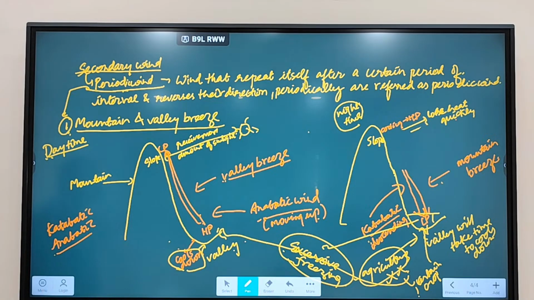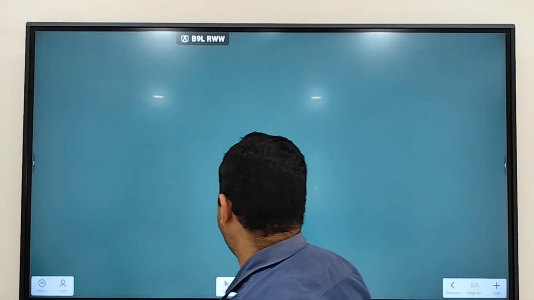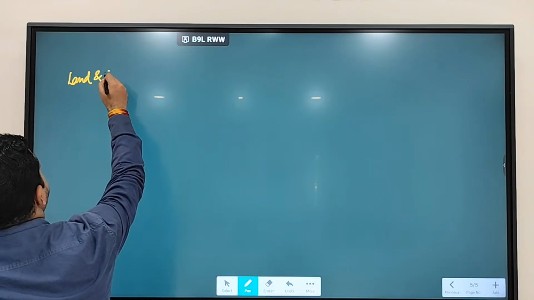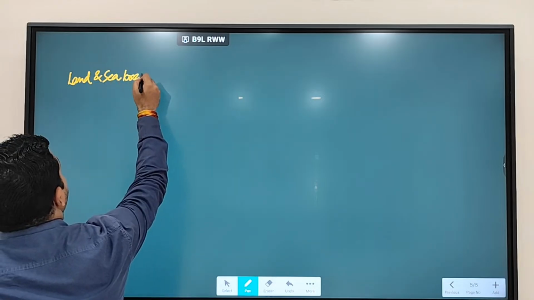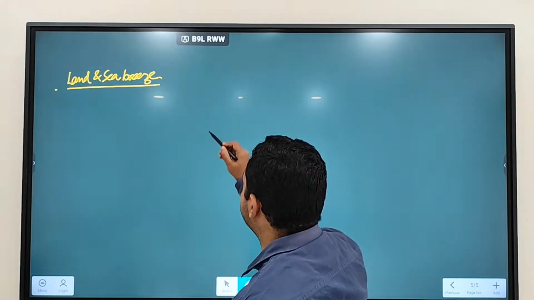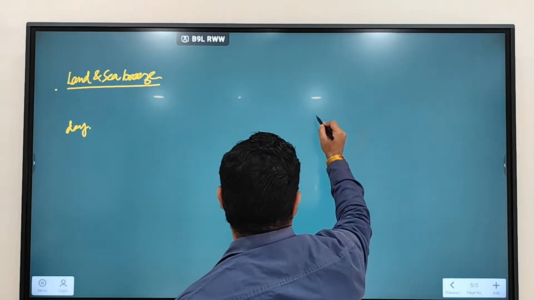Now the second type of periodic wind we have is the land and sea breeze. This is the second type of condition, land and sea breeze. Fine. Again, during daytime we are taking up, and during the night time we are taking up.